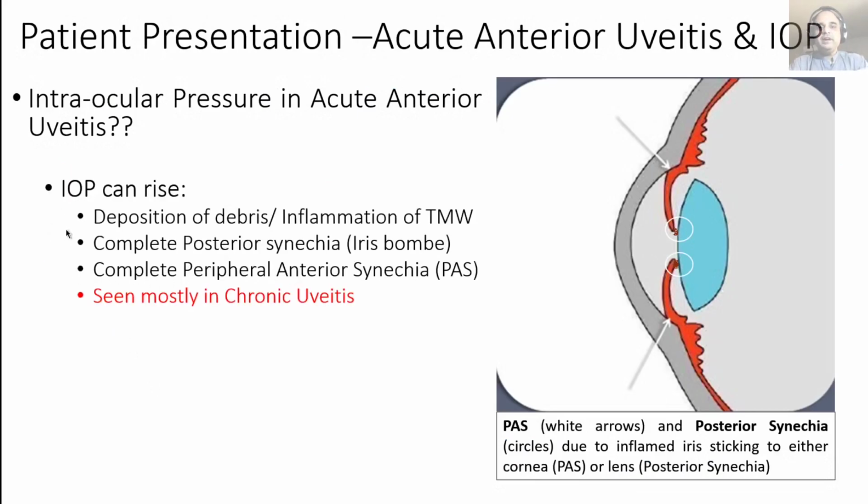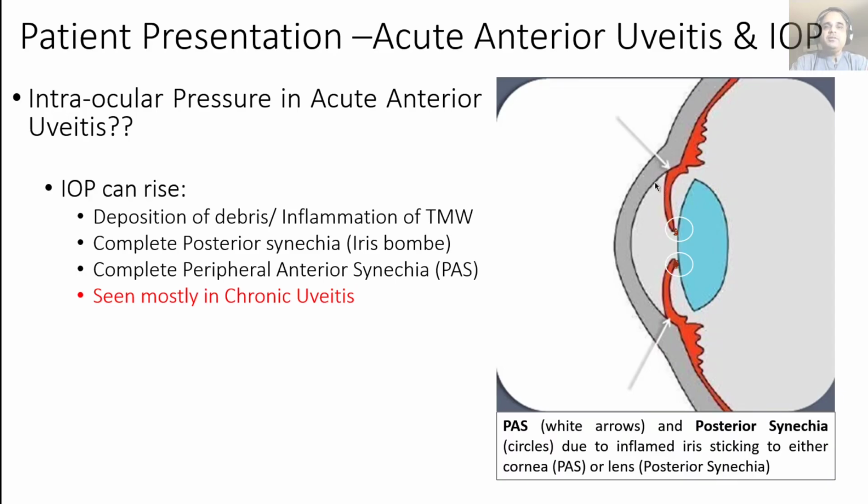The IOP in uveitis can rise either because you have debris accumulation in the anterior chamber, or the trabecular meshwork itself might be inflamed, which is just a carryover reaction. You might have posterior or anterior synechiae. Posterior synechiae is between the iris and the lens. Anterior synechiae is between the cornea and the iris in the periphery, peripheral anterior synechiae. Posterior synechiae causes iris bombé, accumulation of aqueous behind the iris. We've talked about this before, pushing the iris forward, causing blockage of the anterior chamber angle.